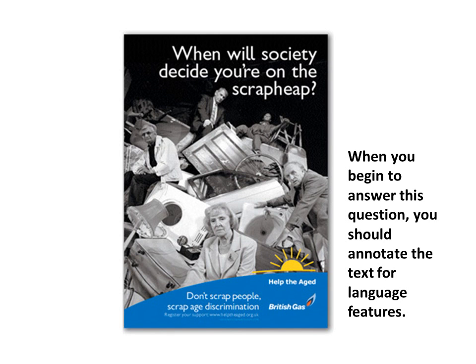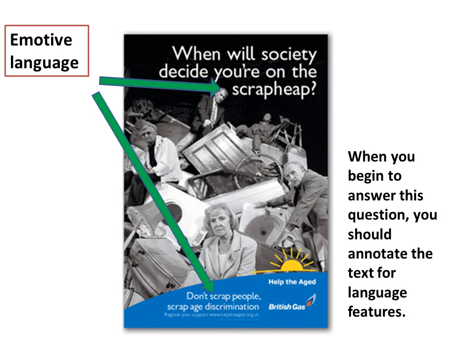So, when you begin to answer this question, you should annotate the text for language features. Here we've got evidence of emotive language. When will society decide you're on the scrap heap? Now, scrap heap is an emotive word, and don't scrap people. Again, they've used the emotive word, and scrap age discrimination. Again, they've used that emotive word again. An emotive word just means a word that's got lots of emotion attached to it or makes the listener or reader feel an emotion. Words like death, crisis, disaster.